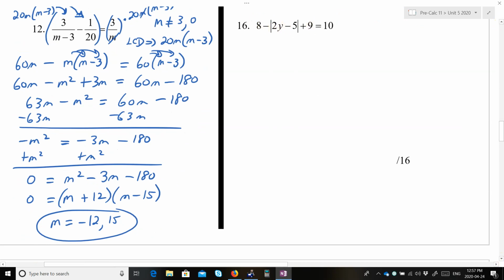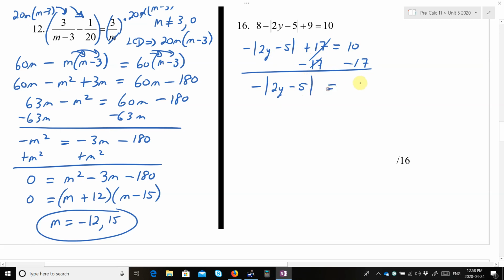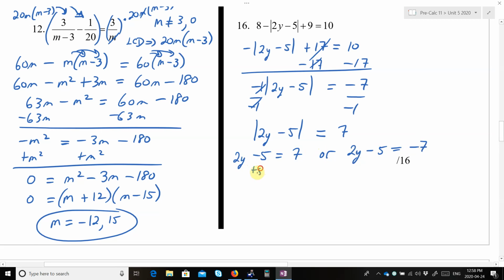Number 16, we've got 8 plus 9, and we've got this negative in front of this absolute value. 8 plus 9 is 17, equals 10. Now I'm going to subtract 17 from both sides. Minus 17 is negative 7, and now we can divide both sides by this negative 1, and we will get absolute value of 2y minus 5 equals positive 7, and we can get two equations coming out of that. So 2y minus 5 equals 7, or 2y minus 5 equals negative 7, and solve these separately.